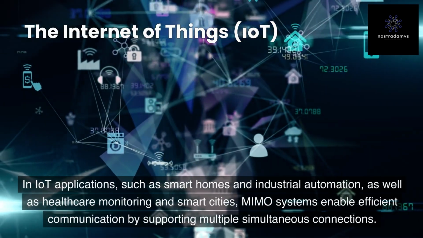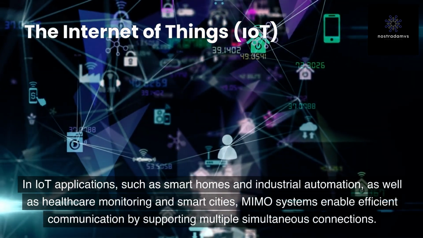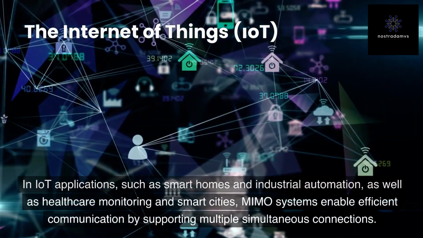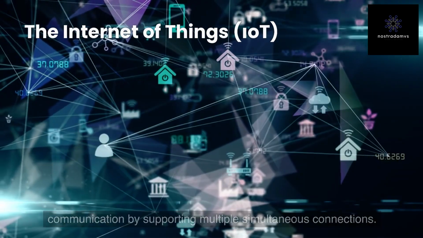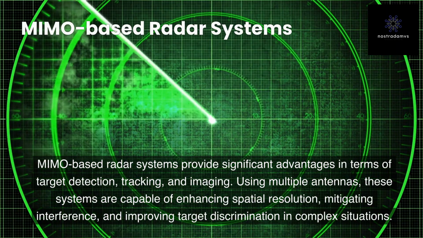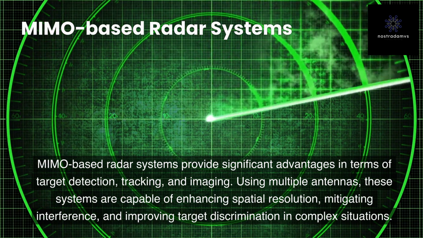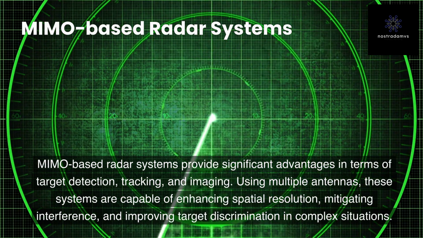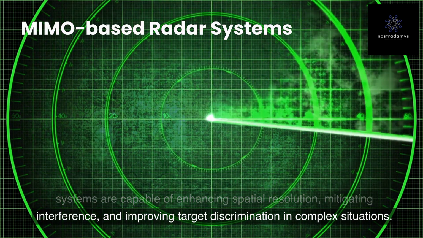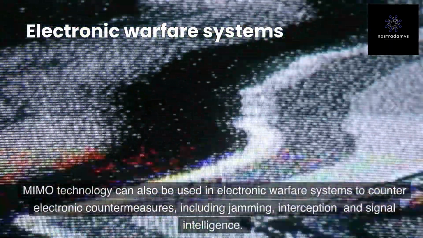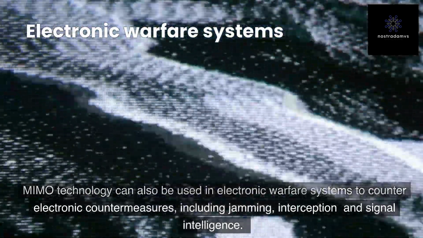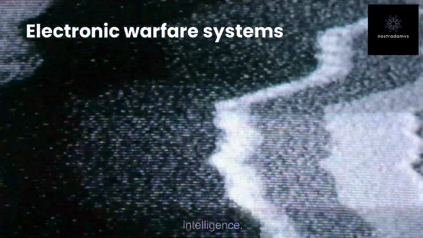In IoT applications, such as smart homes and industrial automation, as well as healthcare monitoring and smart cities, MIMO systems enable efficient communication by supporting multiple simultaneous connections. MIMO-based radar systems provide significant advantages in terms of target detection, tracking, and imaging. Using multiple antennas, these systems are capable of enhancing spatial resolution, mitigating interference, and improving target discrimination in complex situations. MIMO technology can also be used in electronic warfare systems to counter electronic countermeasures, including jamming, interception, and signal intelligence.